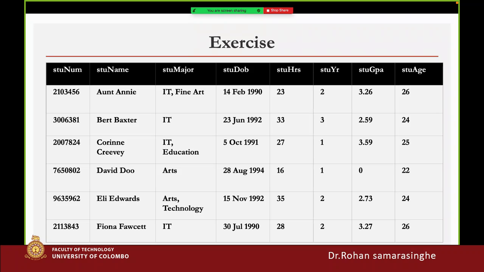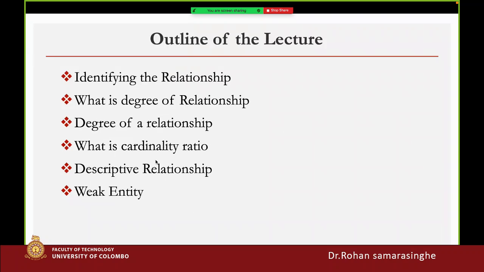When you see this one, you can see the major has been written as IT, Fine Arts. Student date of birth also, 14th February 1990. There are some names also, Annette, Annie. Likewise, you can find. So keep it in your mind. Then you can understand what are the composite attributes, what are the multi-valued attributes. By seeing this data set, you can easily identify those things.